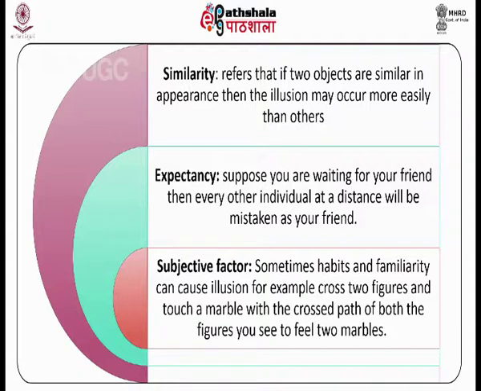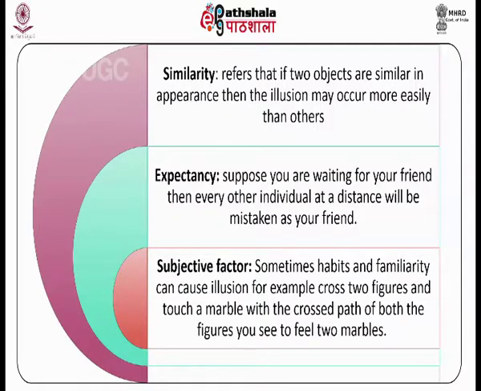The second cause of illusion is expectancy. Suppose you are waiting for your friend, then every other individual at a distance will be mistaken as your friend. Another example would be that while searching for your lost jewelry, all other glittering objects will be mistaken for the one you are searching for.